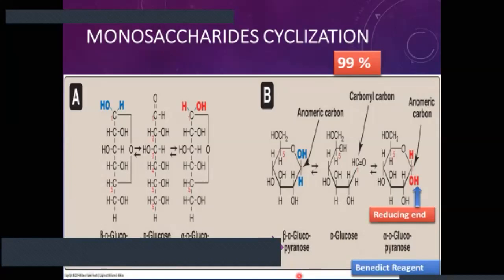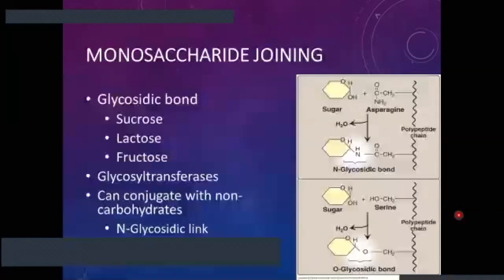We mix a little urine with this solution and we heat it. If the color changes from blue to other colors, we have a wide range of colors like the red one or brown one or yellow, it means that we have reducing sugars or could be reducing agents. So that's the reason for the use of the Benedict solution.